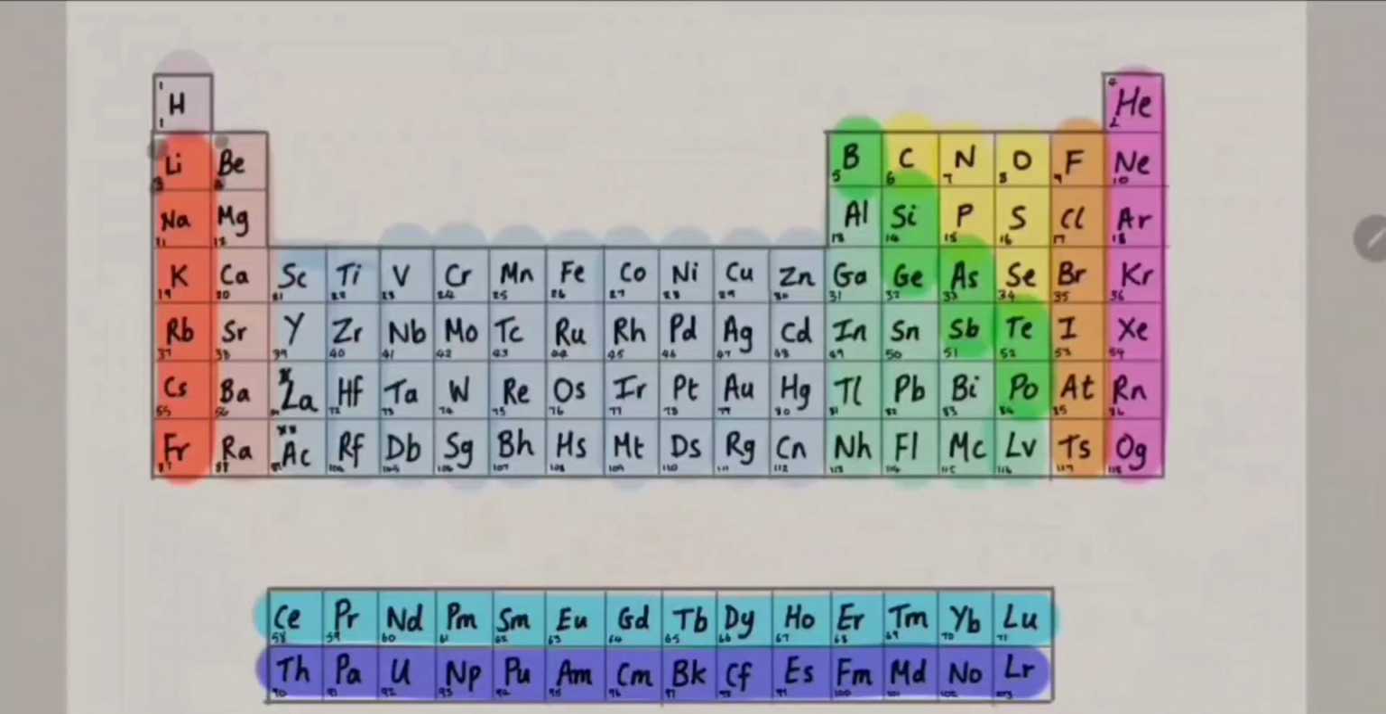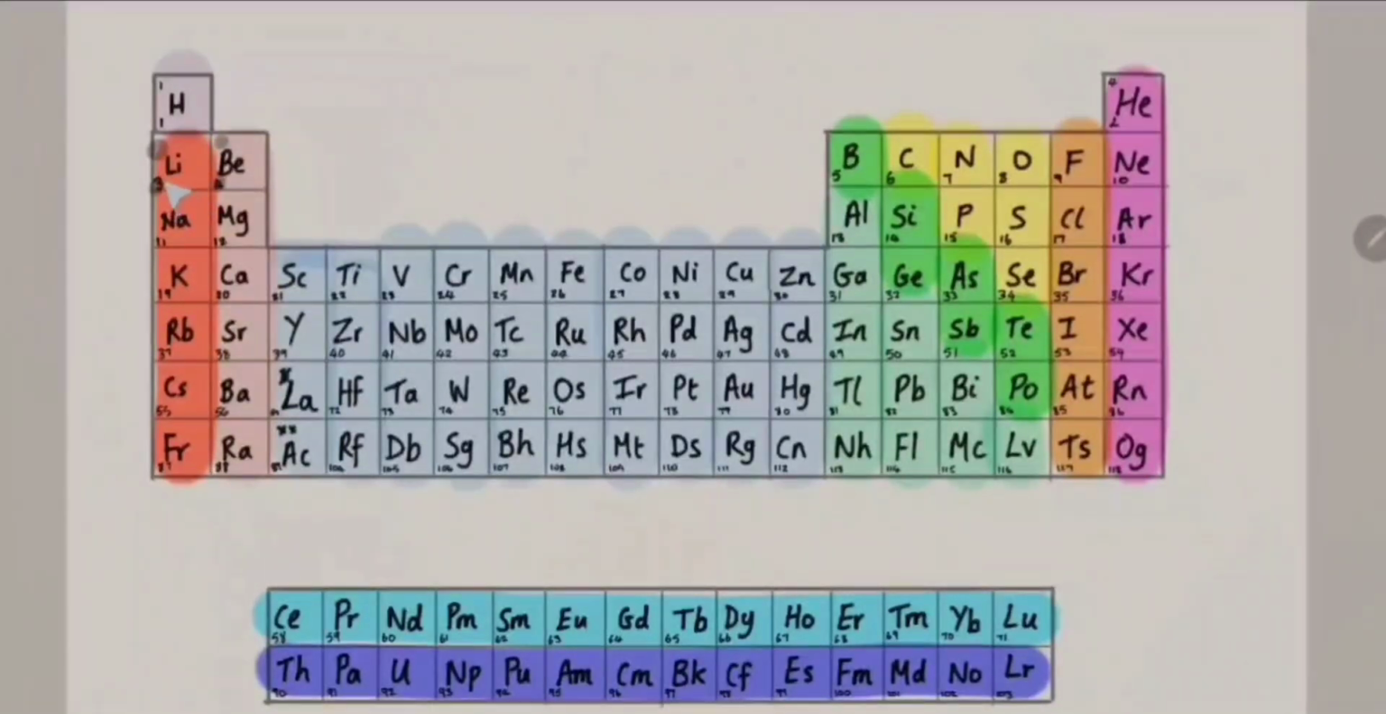Now the elements are arranged in the periodic table horizontally in increasing atomic number. So hydrogen 1, helium 2, lithium 3, beryllium 4, boron 5, carbon 6, nitrogen 7, oxygen 8, fluorine 9, and neon 10. And it continues all the way to the largest element, which is oganesson, which has atomic number 118.